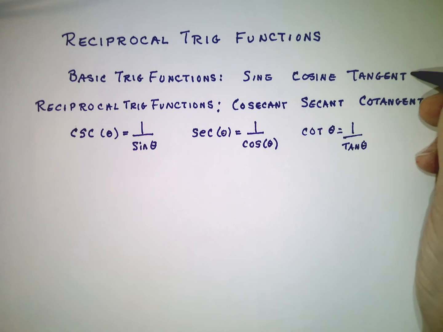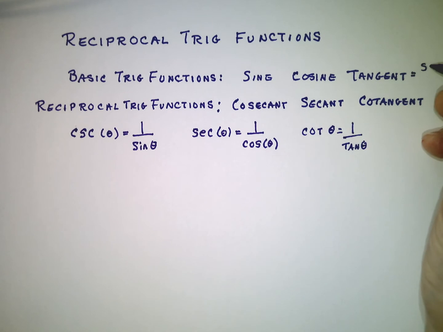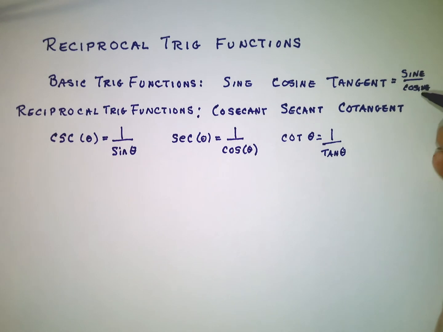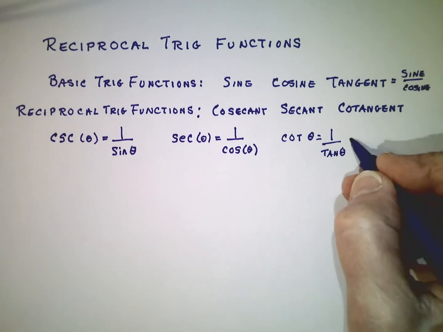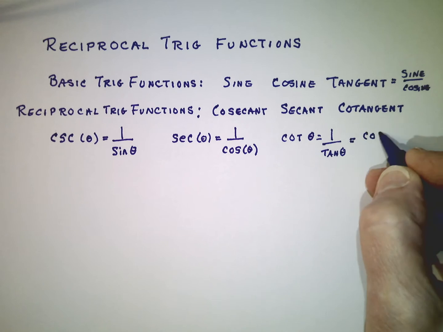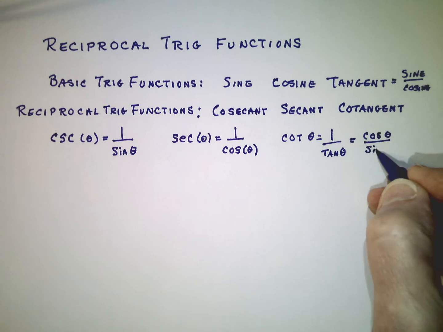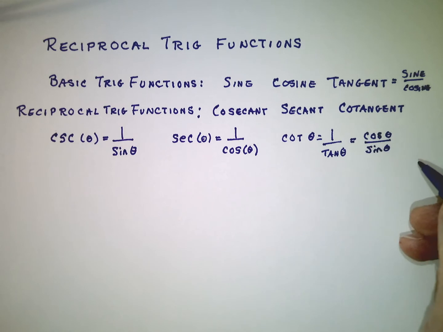Now, tangent is also defined as sine over cosine. So if we take the reciprocal of this form, sine over cosine, the cotangent can also be written as the cosine of an angle divided by the sine of the same angle.